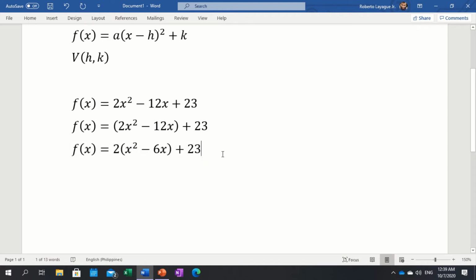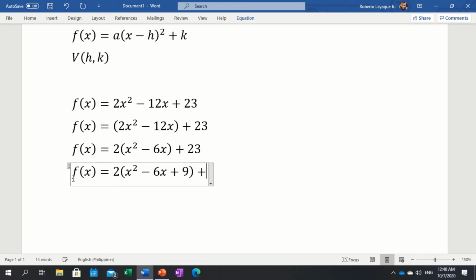Remember, the pattern is x squared minus 2x plus 1. So what you need to do is divide the coefficient of x by 2 and then square it. Dividing negative 6x by 2 gives negative 3, then squaring gives 9. So you need to add that inside. f of x equals 2 times x squared minus 6x plus 9, plus 23.